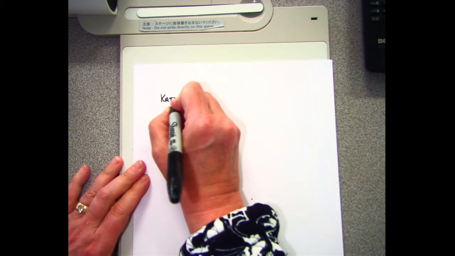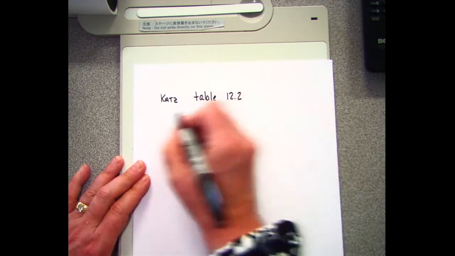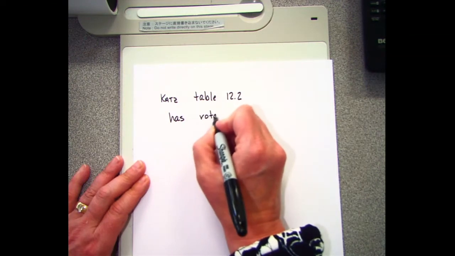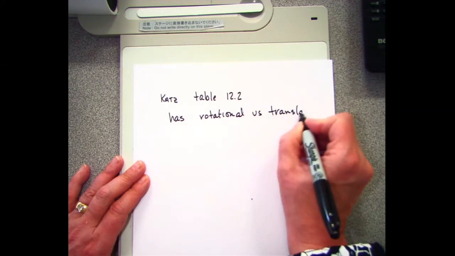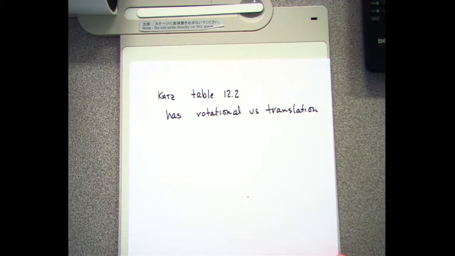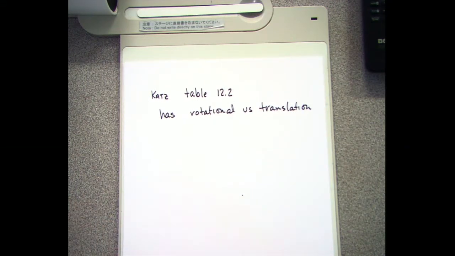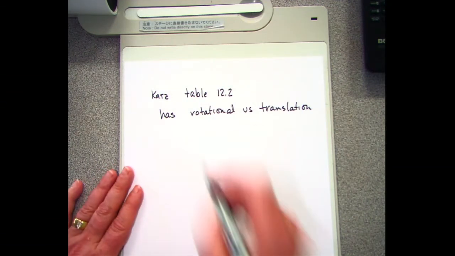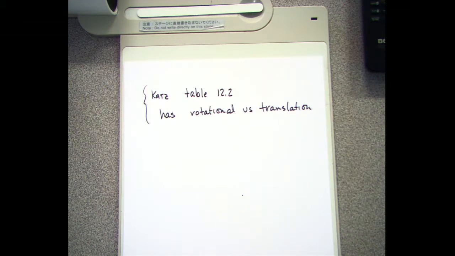What I want to highlight for you guys is that in our text, the CATS text, table 12.2 has the rotational versus translational motion. So that's where that table is. It's a handy table for you guys to be looking at.